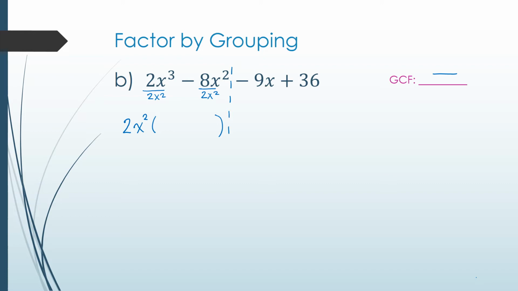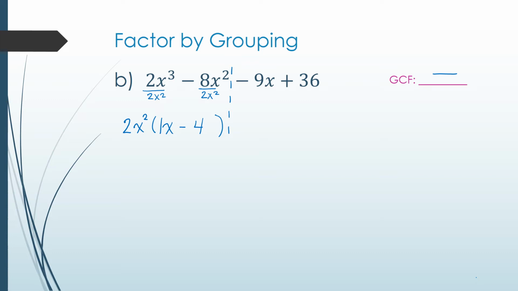2 divided by 2 is 1. x cubed divided by x squared leaves you with 1x. Negative 8 divided by 2 is a negative 4. And x squared divided by x squared, well, those reduce, so there are no more variables.